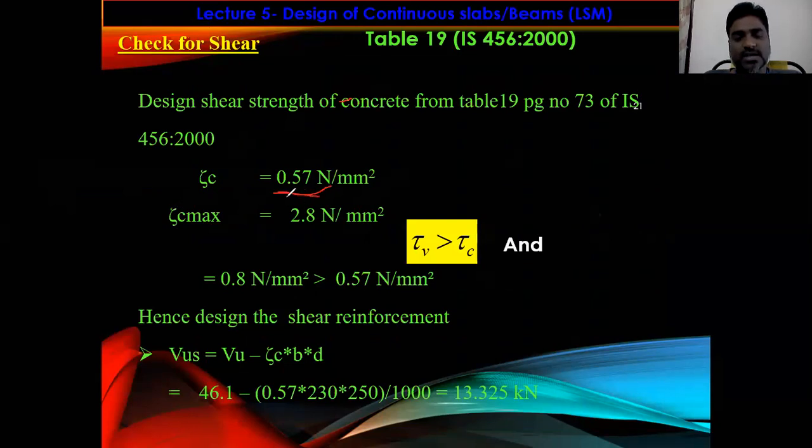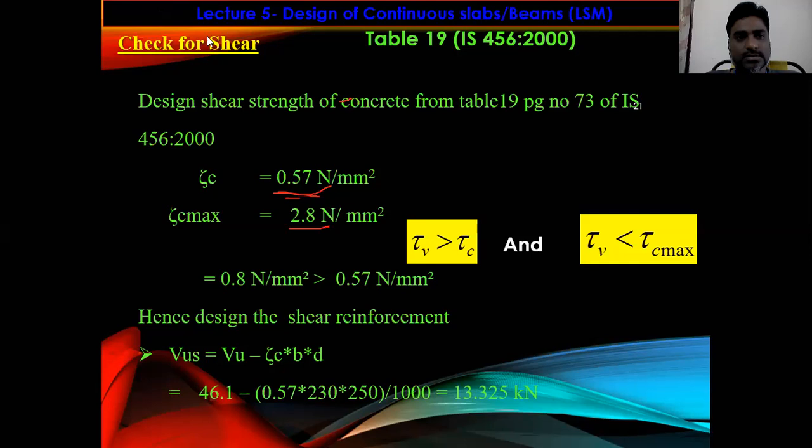That is the tau C value, right? Similarly, you can calculate the tau C max. So tau C max corresponding to M20 grade concrete is 2.8 newtons per mm square. And then you need to check whether your value is greater than or less than.